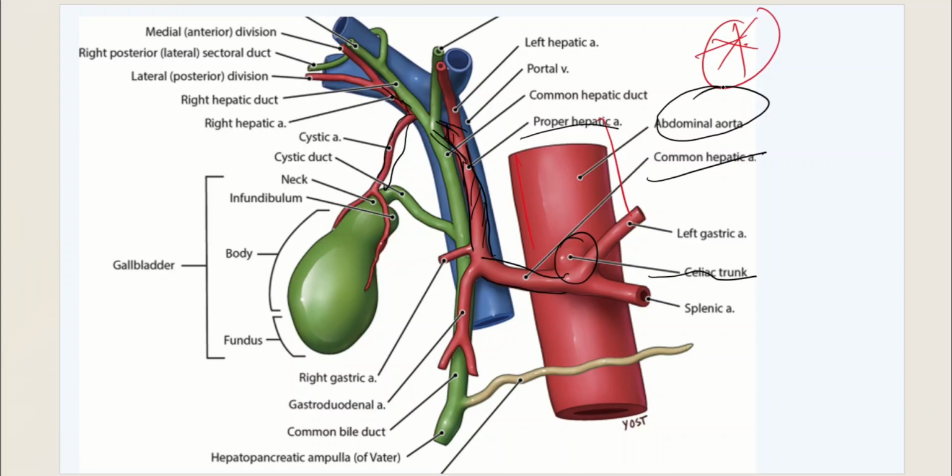This is the right hepatic artery. From the right hepatic artery, the branch that is coming down is the cystic artery supplying the gallbladder. So this is the cystic artery.